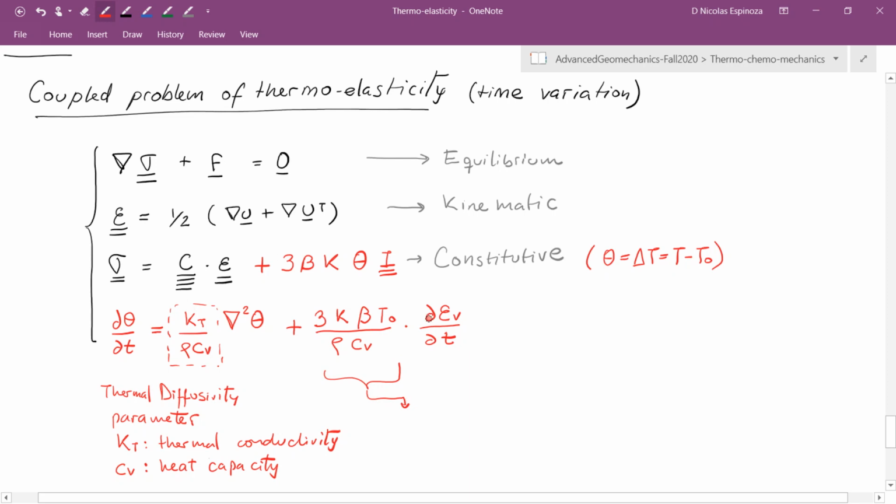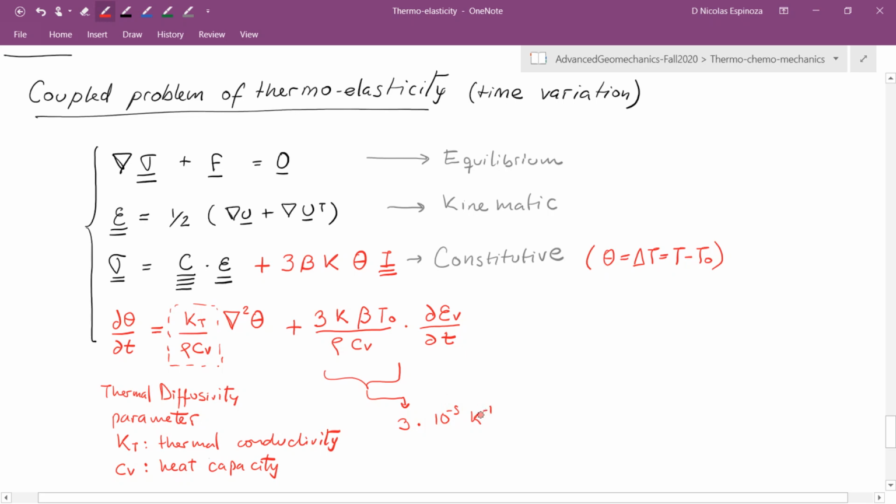So what we would like to know here is how important is this term and if we really need to consider that. In order to do that, let me do the following. I'm going to assume typical parameters for rock. For example, for the parameter beta, I'm going to assume 10 to the minus 5, 1 over Kelvin.